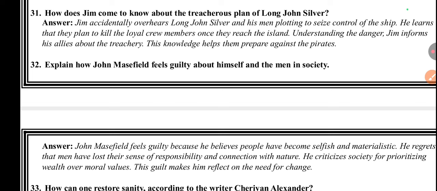Question number 31. How does Jim come to know about the treacherous plan of Long John Silver? Jim accidentally overhears Long John Silver and his men plotting to seize control of the ship. He learns that they plan to kill the loyal crew members once they reach the island. Understanding the danger, Jim informs his allies about the treachery. This knowledge helps them prepare against the pirates.